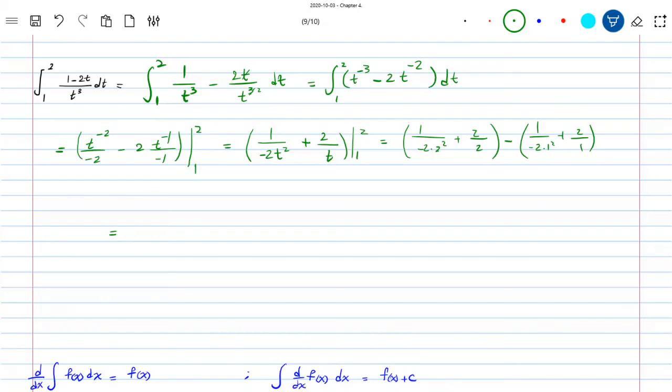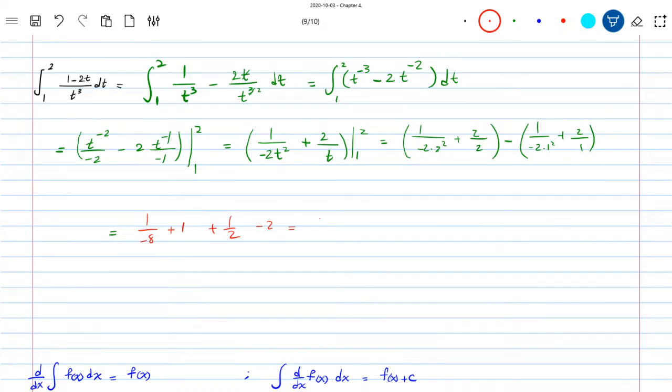And what we get at the end is 1 divided by negative 8 plus 1 minus 1 divided by negative 2. So it becomes 1 divided by negative 2, and here plus 2. So if we affect this negative sign into both of them, what we get is basically plus 1/2 minus 2. And you can add up these numbers.